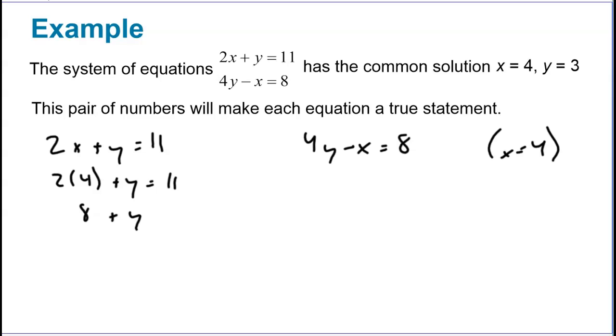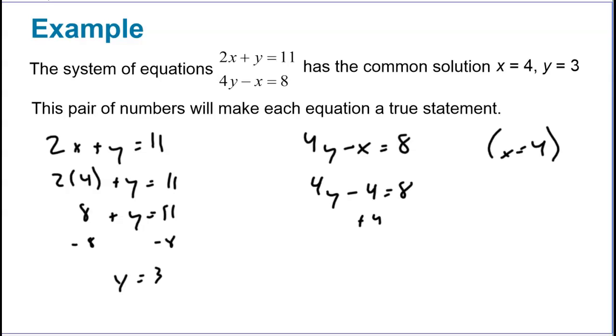So that's 8 plus y equals 11. Get rid of the 8, get rid of the 8, and y will equal 3. And over here, to substitute 4, we'll say 4 times, oh, excuse me, that's 4y. So we'll keep the 4y minus 4 equals 8.